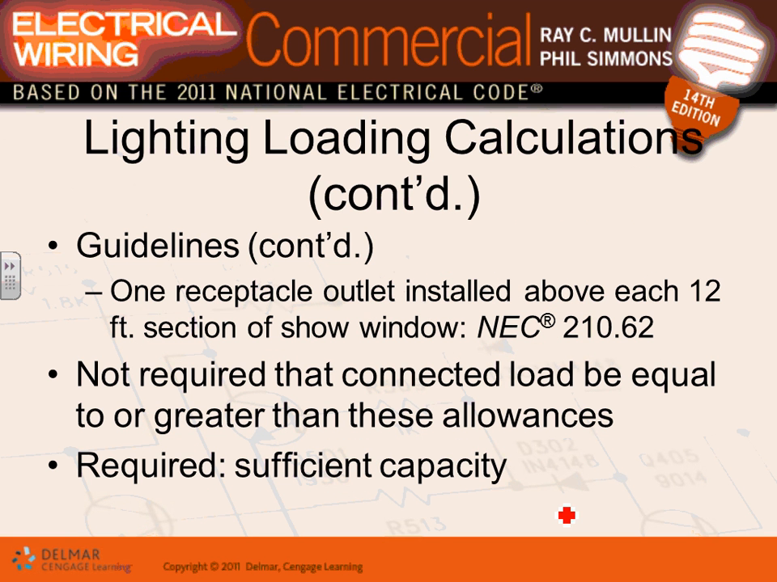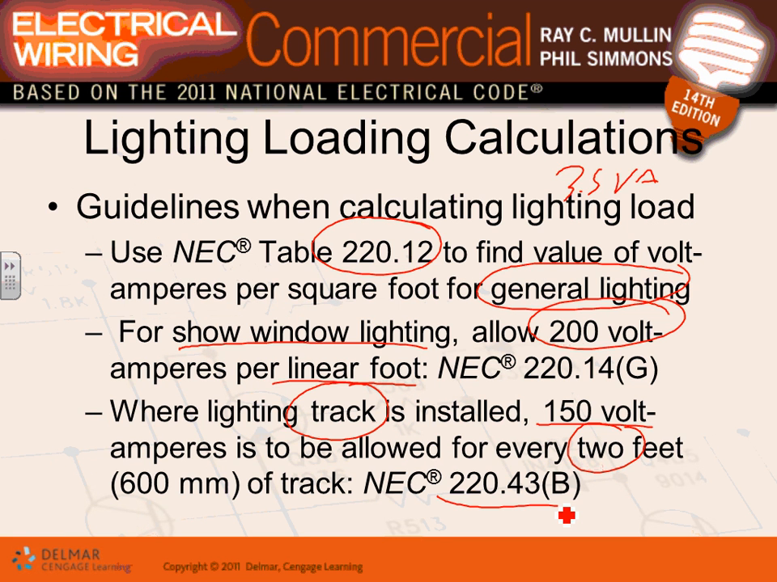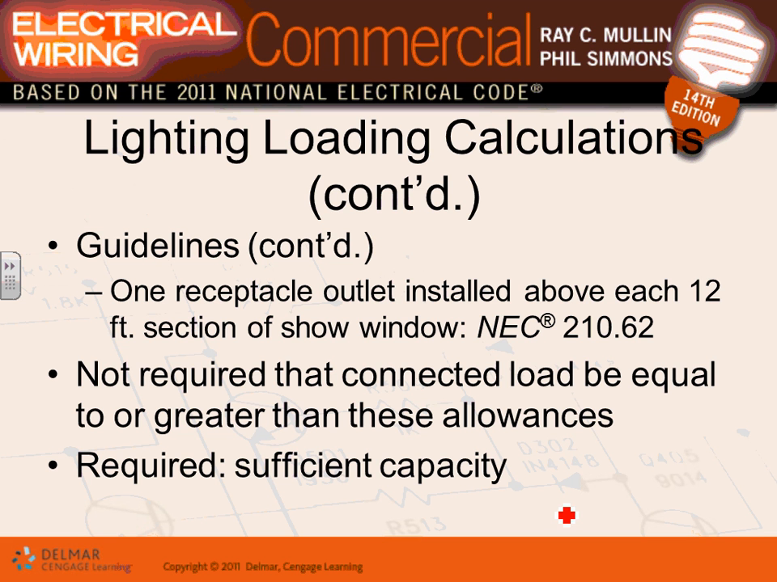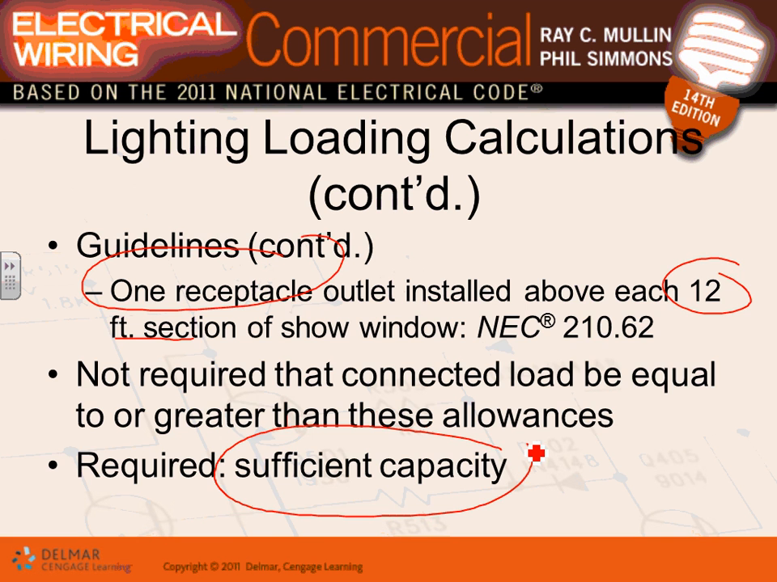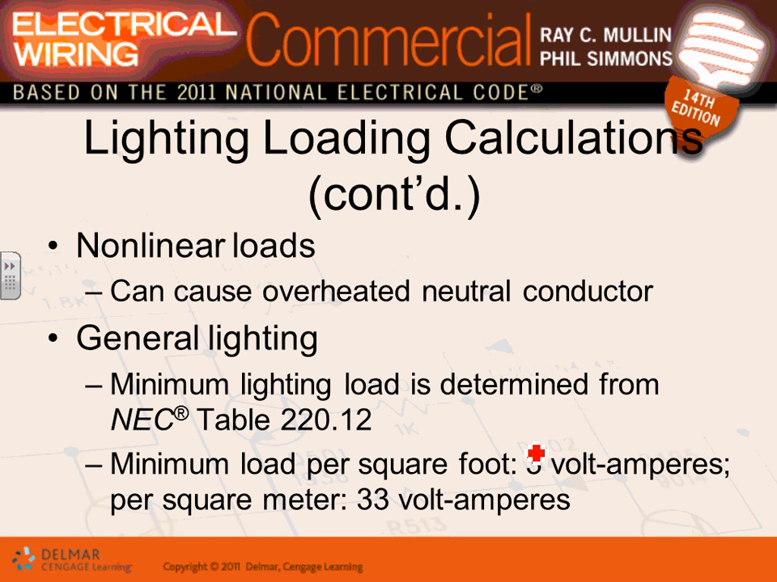1 receptacle installed above each 12-foot section. So for this, we'll go into the track lights. Here's where the track lights for every 12-foot section, what they do is we'll have 1 receptacle too, so you can plug that system. Equal to or greater than the allowances. Not required to have the connected load be equivalent, but required sufficient capacity. So you have to have enough capacity for these loads. We'll move into that one.